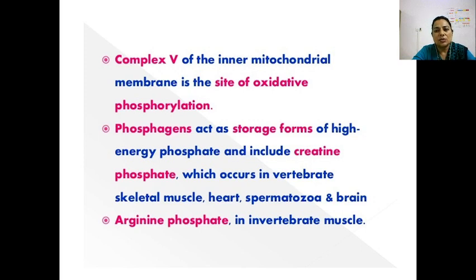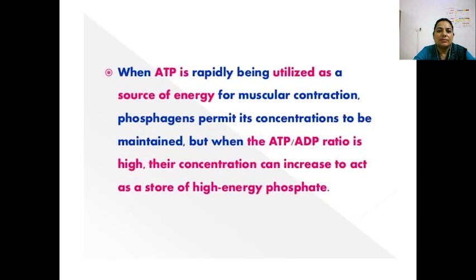Phosphagens act as storage forms of high energy phosphates and include creatine phosphate, which occurs in vertebrate skeletal muscle, heart, spermatozoa and brain, and arginine phosphate, which is in invertebrate muscles. When ATP is rapidly being utilized as a source of energy for muscular contraction, phosphagens permit its concentrations to be maintained, but when the ATP-ADP ratio is high, their concentration can increase to act as the storage of high energy phosphate.